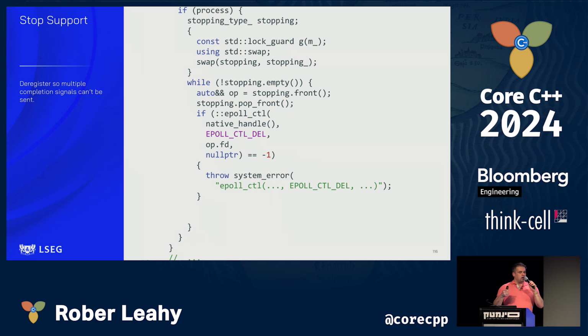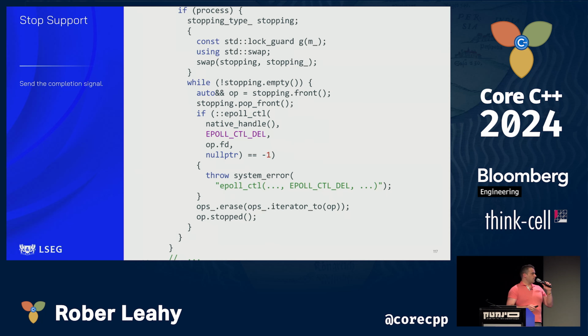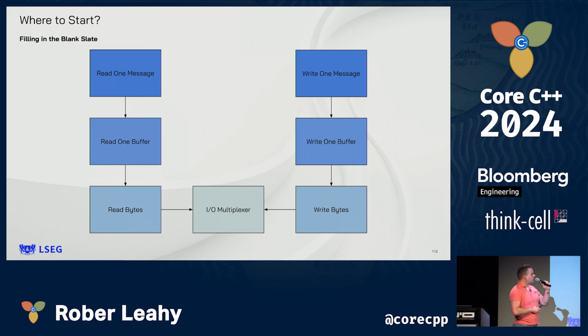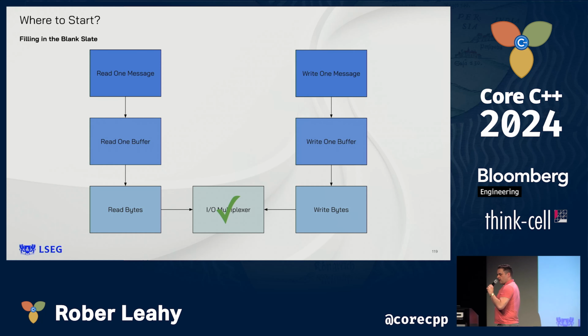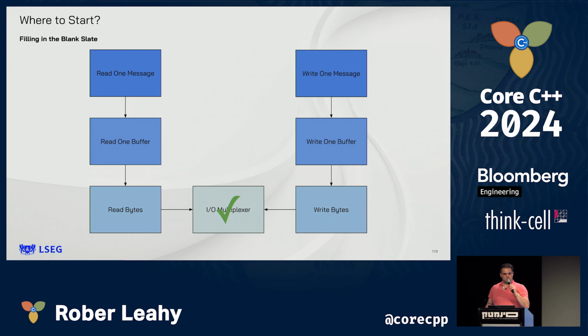Of course, if this succeeds, it's now finally time to send that stop completion signal through, and so we do exactly that after erasing it from our global list of operation states. Which brings us back to that diagram we saw so long ago, the diagram of primitives that we really wish we had implemented, and it lets us check off the I/O multiplexer.